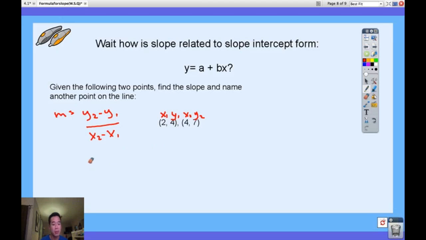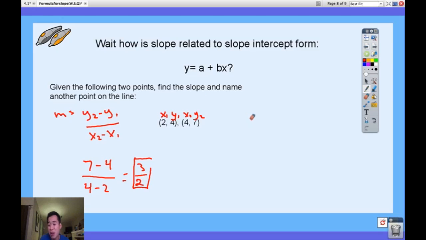So I know that y sub 2 is 7 minus y sub 1 is 4, divided by x sub 2 is 4 minus 2, and I just do the mathematical operation. 7 minus 4 is 3, and 4 minus 2 is 2. 3 halves. I can't reduce that anymore. Remember how I said Mr. Wynn's anti-decimal? So do not put it into a decimal. Leave it as an improper fraction, and my slope here is 3 halves. What does this 3 halves mean? For every change in y of 3, positive 3, x goes up by 2.